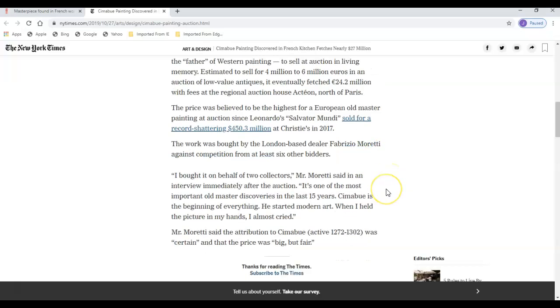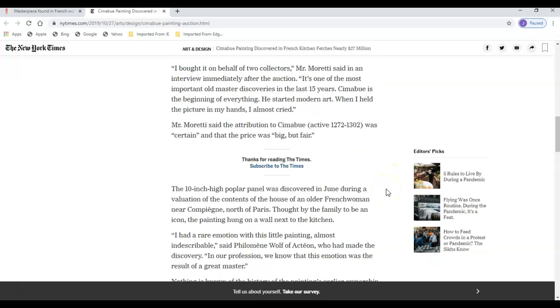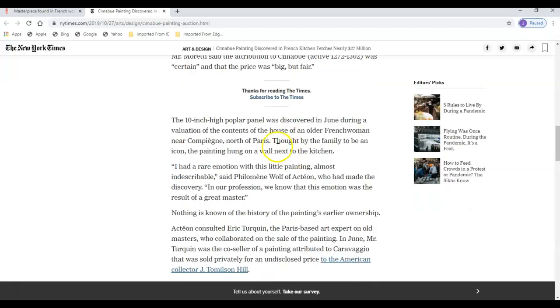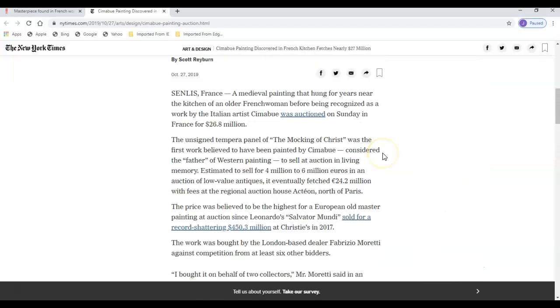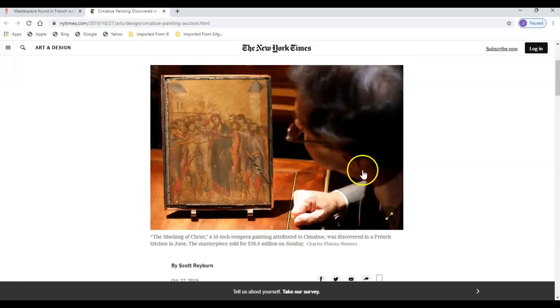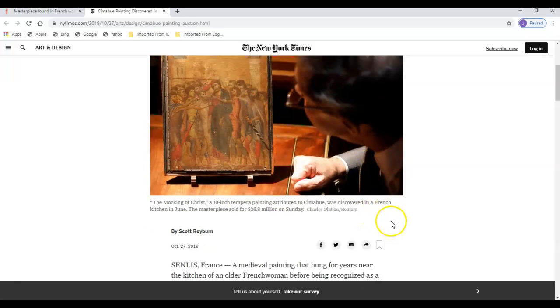As it tells you right here, it was an evaluation of the contents of the house of an older French woman. They were trying to clear out the house and were literally just trying to figure things out. They had an estate agent come in to look over what was around, and this had been hanging up just outside the kitchen. Everybody just assumed it was a casual painting. This is what it looked like. They didn't really think too much of it.